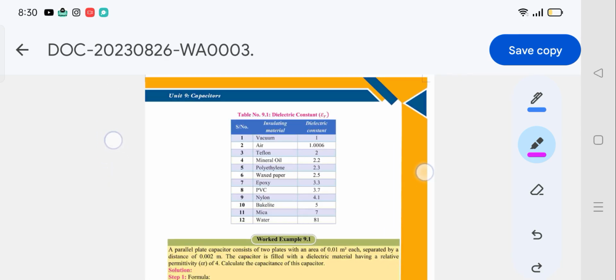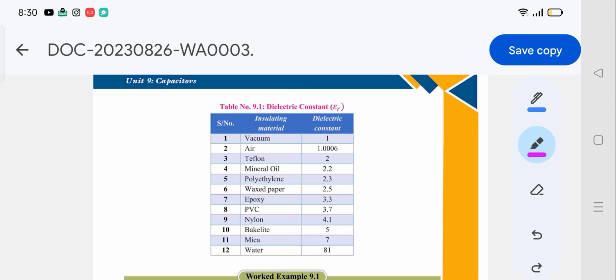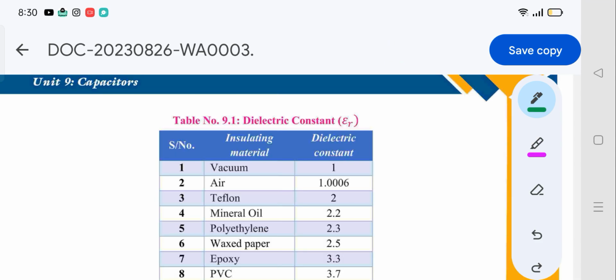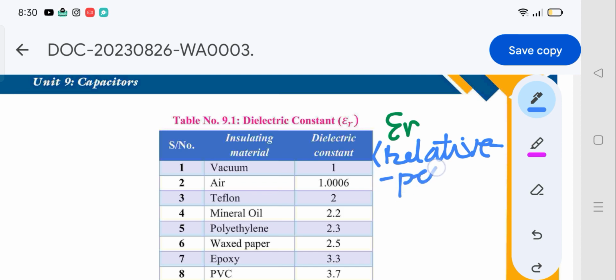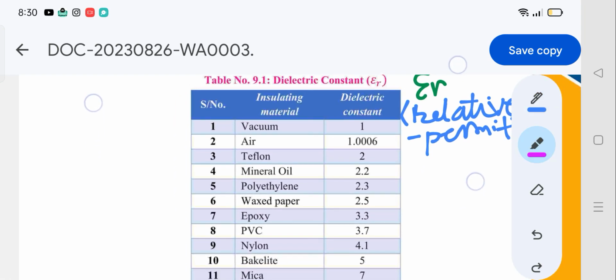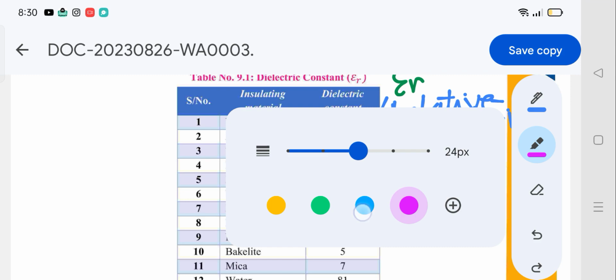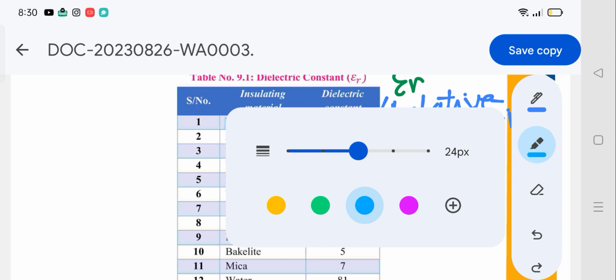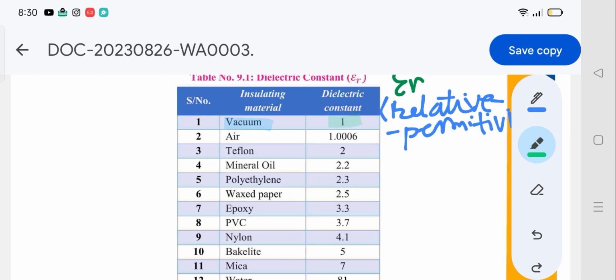We have discussed each and everything, right? So here we have our dielectric constant, which we know is represented by ER, known as relative permittivity. Now we have our first insulating material, which is vacuum. The dielectric constant of vacuum is 1.